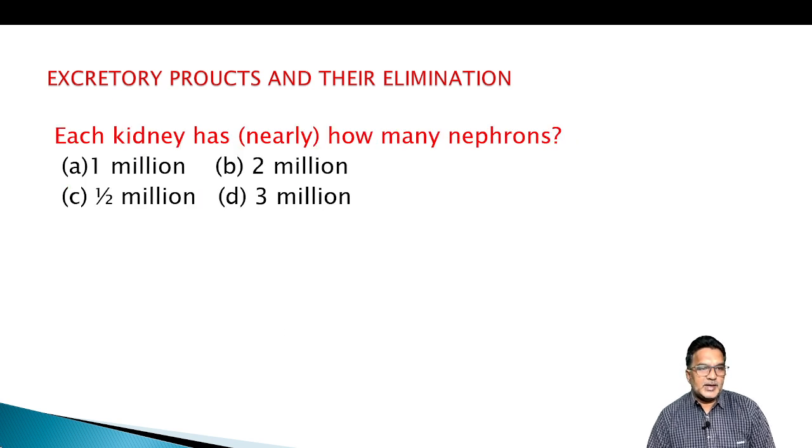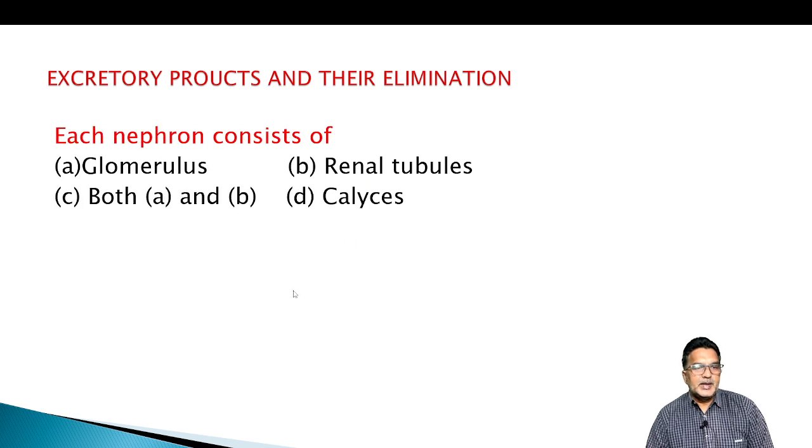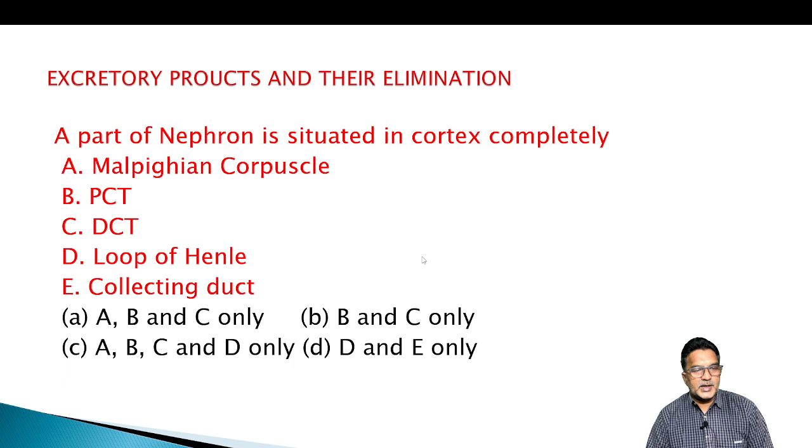Each kidney has how many nephrons? One million. The extension of the cortex into the medulla is known as the columns of Bertini, or renal columns. Extensions of the cortex between the medulla are called columns of Bertini or renal columns. Each nephron consists of the glomerulus and renal tubule, according to NCERT.